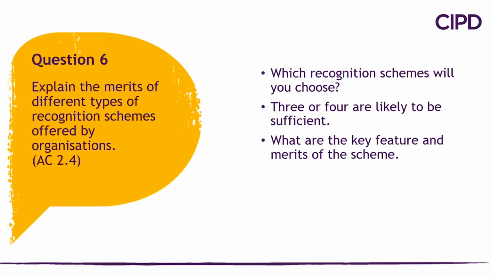Question 6 asks you to explain the merits of different types of recognition schemes offered by organisations. When answering this question, first decide which recognition schemes you will write about. Again, 3 or 4 are likely to be sufficient. You could consider which would be suitable for Eco Insulate UK to implement. You need to explain the merits of your chosen recognition schemes. It's not enough to explain the recognition scheme and how it works.